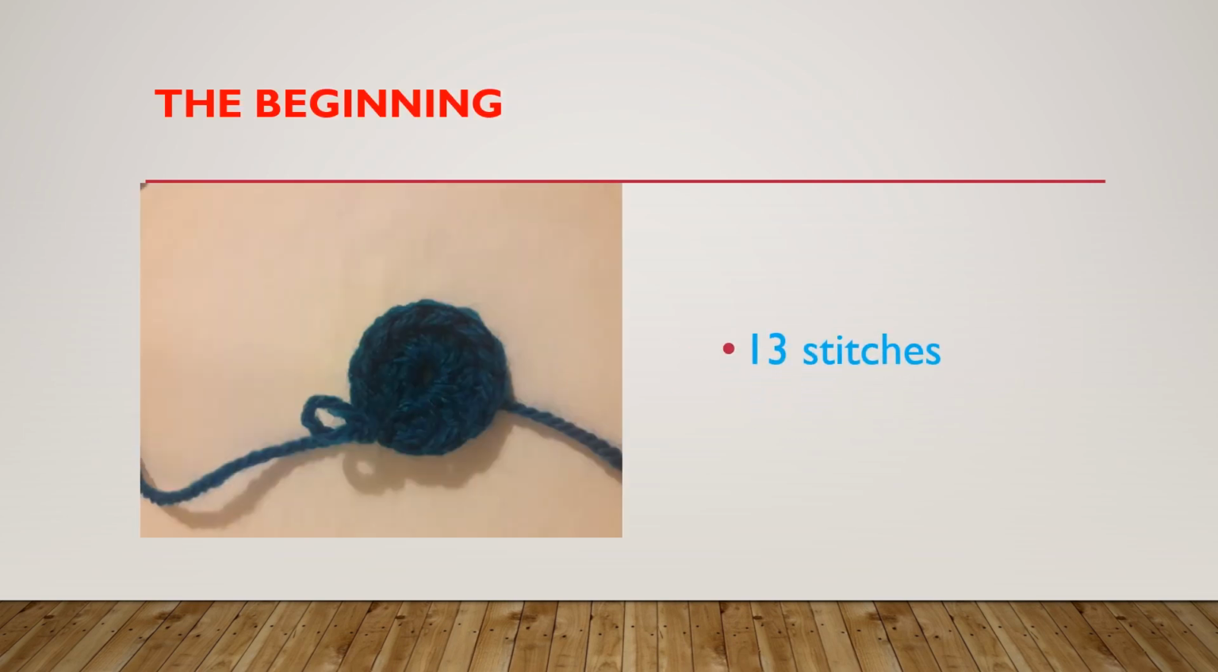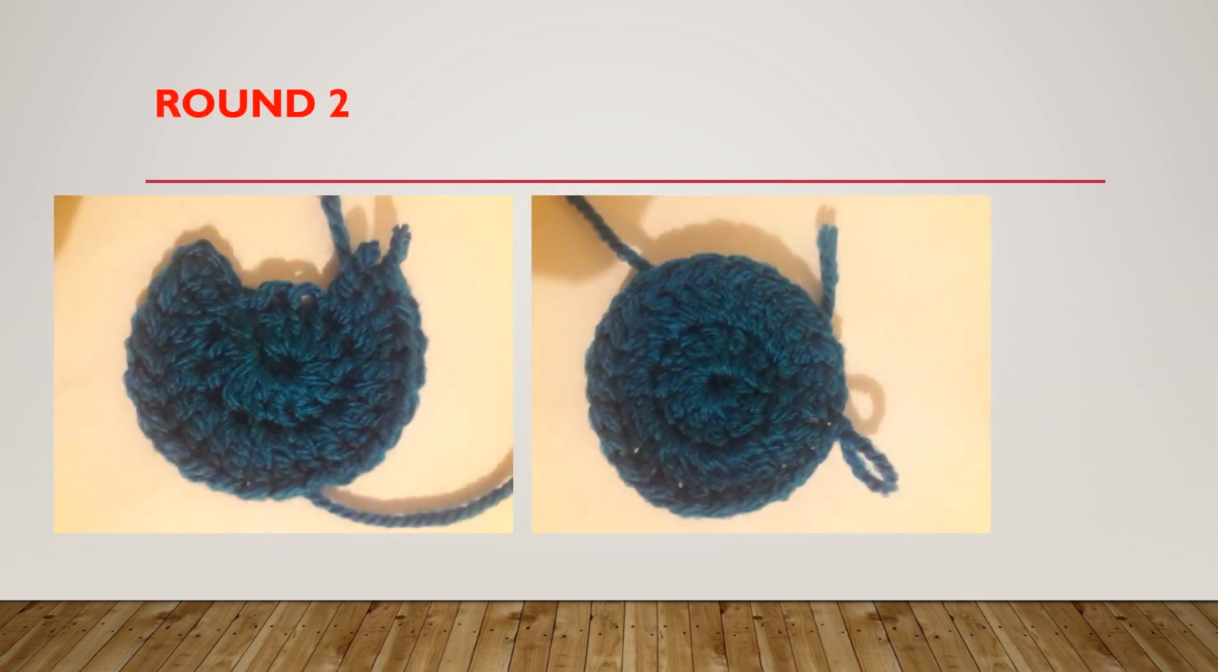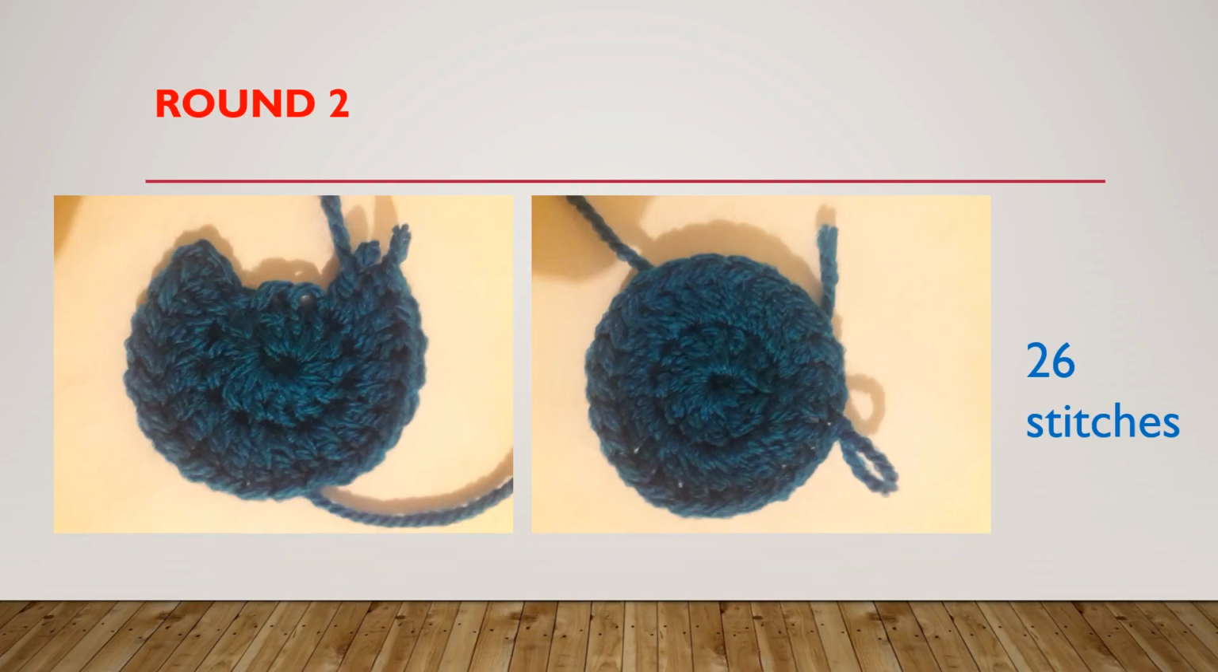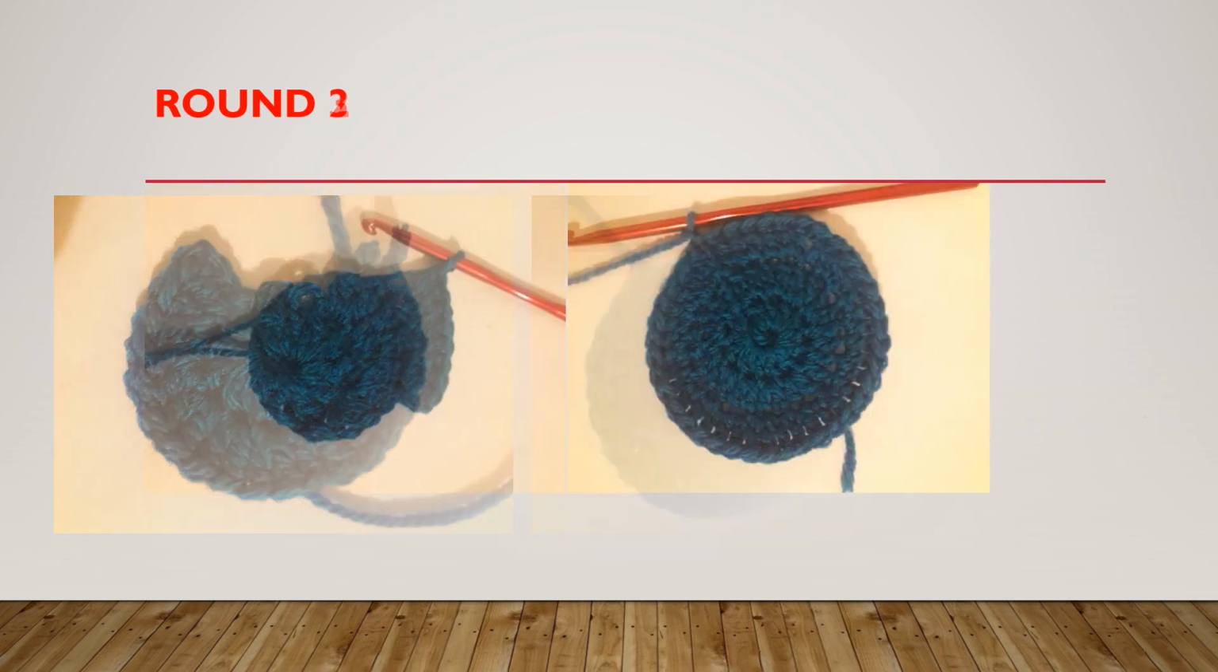Typically, beanies are based on a multiple of 12, but since I need a little extra room for my brain, I will base my beanie on a multiple of 13. So first, we create a circle using 13 stitches. For round 2, we place 2 stitches into each of the 13 stitches that we created for round 1. This will bring our total to 26 stitches.